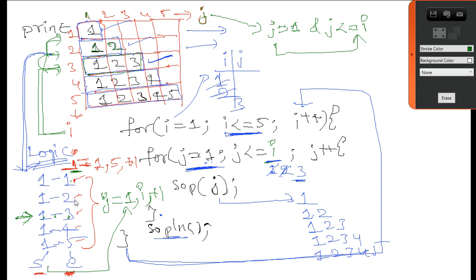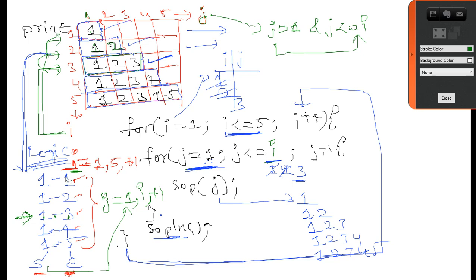Therefore, this ending value you consider as I. So what is I? I is equal to 1 to 5, incremented by 1. I wrote that here. It means I got the first for loop, the I for loop.